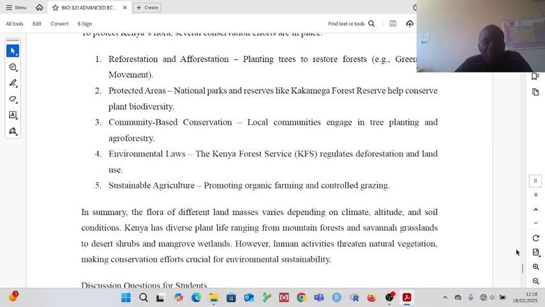And because of the importance of this natural vegetation, it is key that we come up with conservation efforts so that we ensure environmental sustainability, which is very crucial, not only for our survival as animals, we human beings who are animals, but also just for the entire ecosystem.